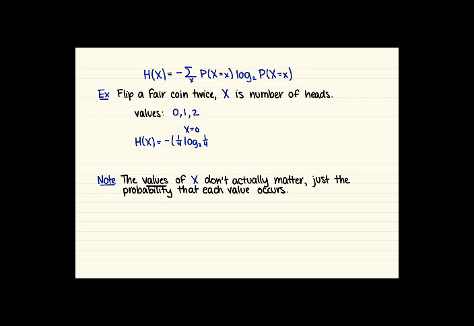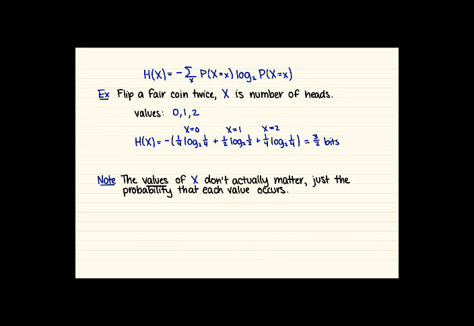Now looking at when X equals 1, the ways that can happen are heads, tails, or tails, heads. So that is probability 1/2. We've got 1/2 log base 2 of 1/2. And then finally for X equals 2, that means we've got heads, heads, so that is probability 1/4. We've got 1/4 log base 2 of 1/4. Working that out, this is going to come out to 3/2 bits.